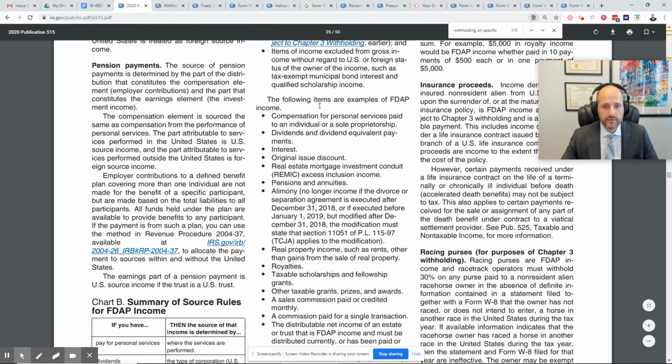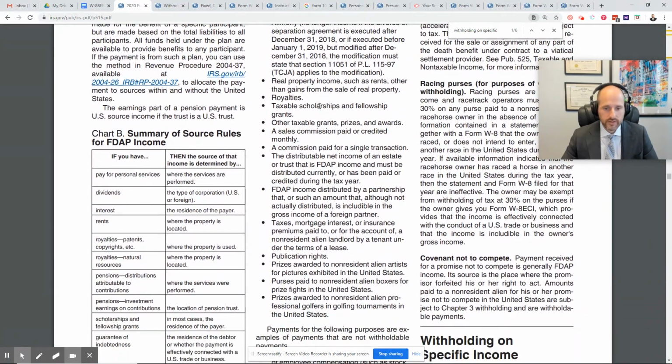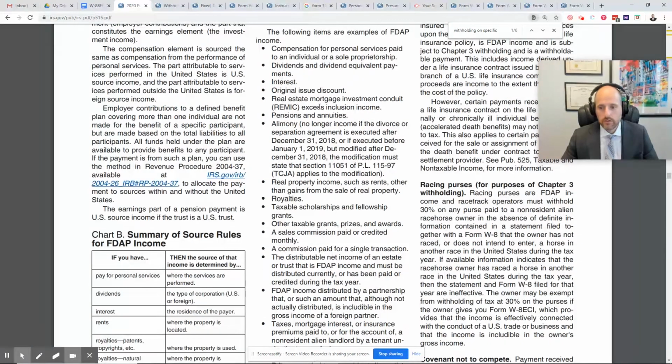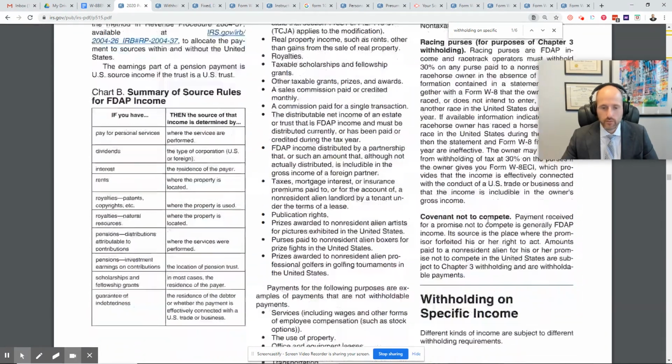And these are examples of FDAP income. Here again, that's what we went over. It's the same thing. Insurance proceeds. So that's the exact thing we were reading.